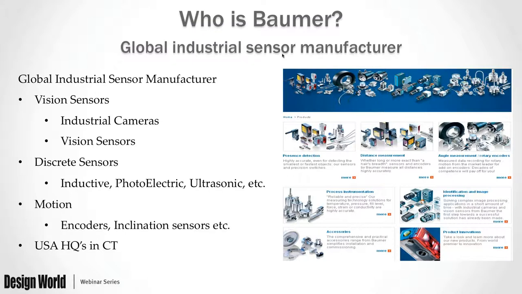So just as a takeoff here, just to understand who Baumer is, we're really a global industrial sensor manufacturer. On the main side here, what we're really about today is some of the vision sensors. Within the portfolio itself, though, it's kind of interesting because we really do a lot of industrial cameras for many, many, many years and are working now on a lot of the vision sensor type technology. And aside from that, looking at discrete sensors, motion, and several other products within that line here, but really located in the U.S. to help support you guys locally here.